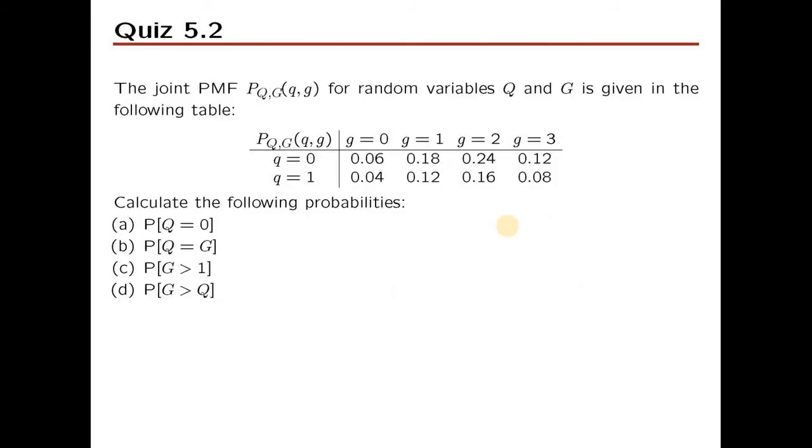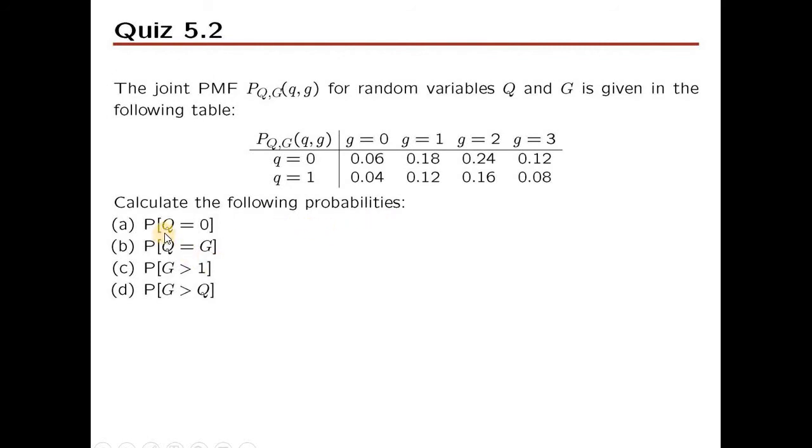Now, to understand joint PMF, let's do a quiz quickly. This is quiz 2 in your chapter number 4. If you have the latest version, then it is chapter number 5. The quiz says that the joint PMF of two random variables, Q and G, with small q and g, is given in a table, where rows represent Q and columns represent G. The question is to calculate the following probabilities.